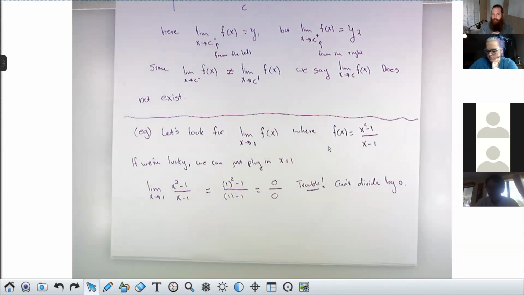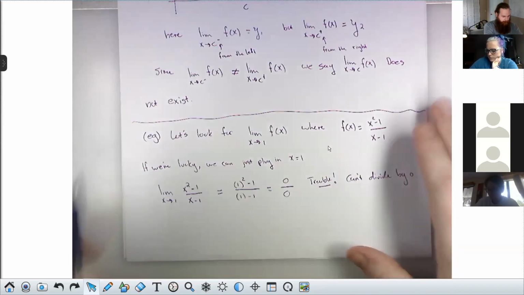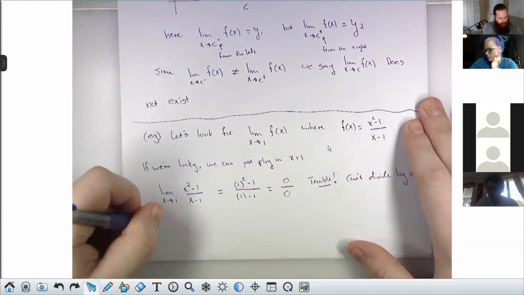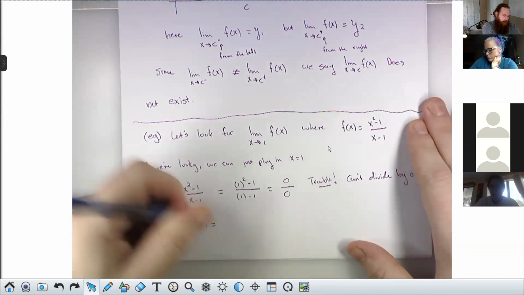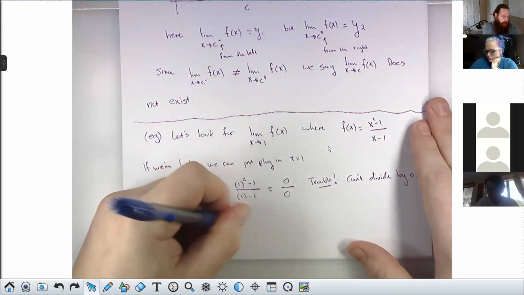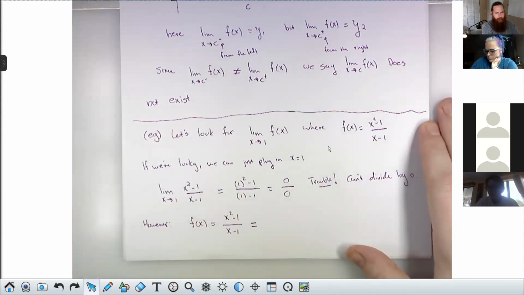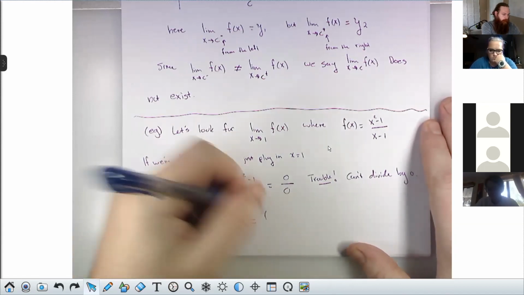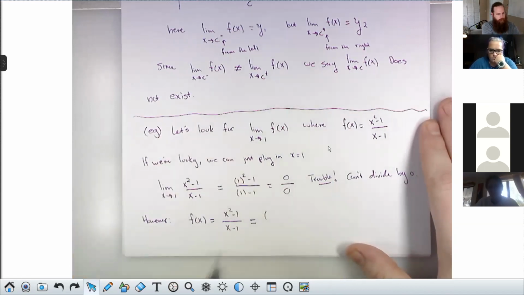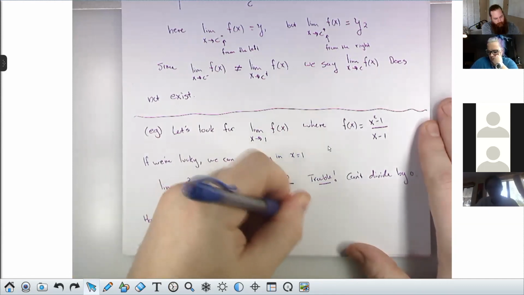So I can't get this just by plugging in. However, f of x is x squared minus 1 over x minus 1. Let's see if we can make this a little easier to work with, get somewhere we can have a picture. If I factor the top as a difference of squares, x squared minus 1, that's the same as x minus 1 times x plus 1.